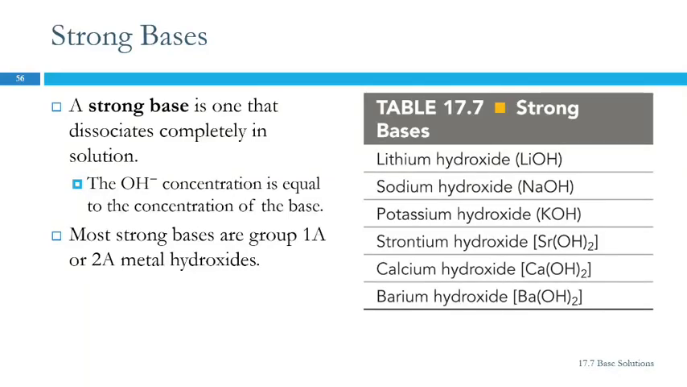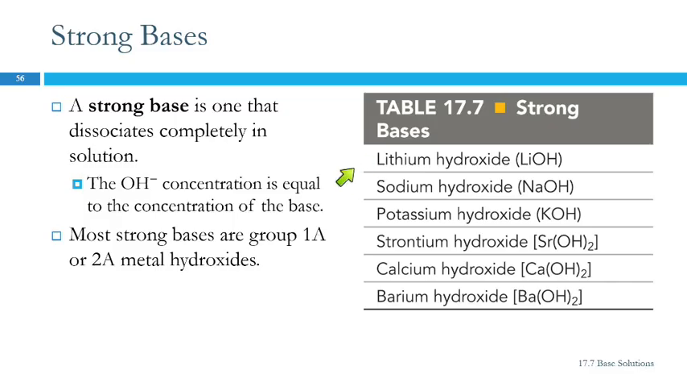We talked about acids, and now we're going to talk about bases. So a strong base is one that dissociates completely. Remember, bases produce hydroxide ions or accept protons. So the hydroxide concentration of a strong base is equal to the concentration of the base. Most strong bases are going to be group 1A or 2A metal hydroxides.